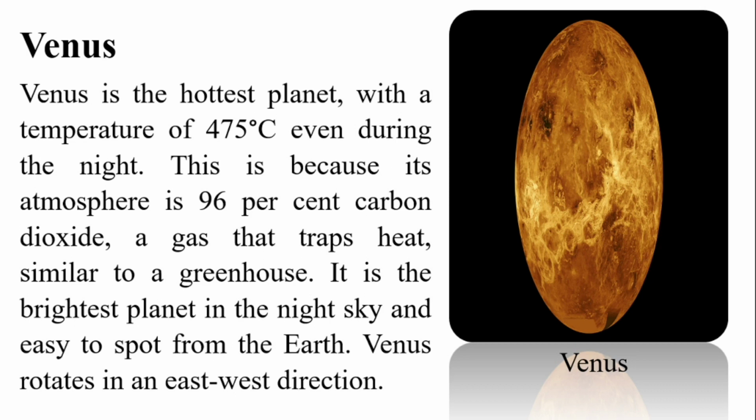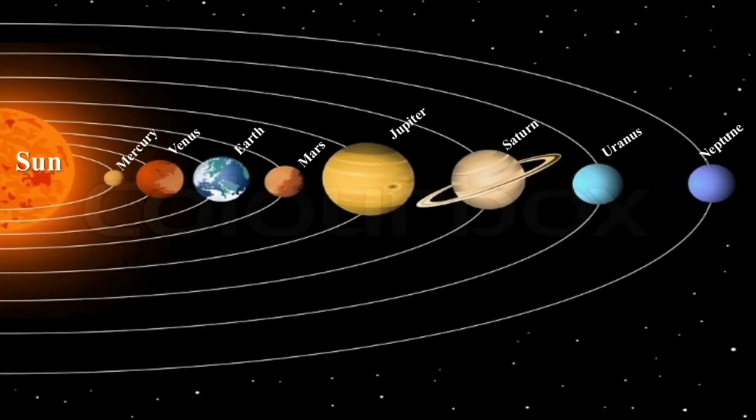Venus rotates in the east-west direction. You can see the image of Venus on the right side. So we have seen Mercury, then Venus. Mercury is near to the Sun and is the smallest planet, and Venus is the hottest planet. Next is the Earth.